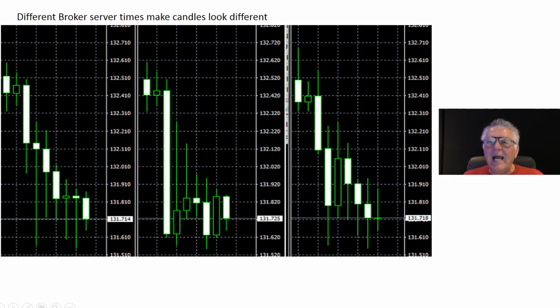Okay, so then I had a look at the actual candle formations, and on your screen you can see the current running format of the candles. You can see they're almost unrecognizable.